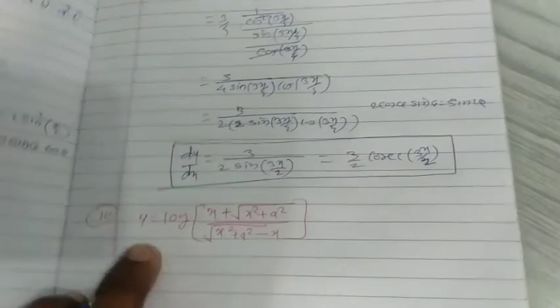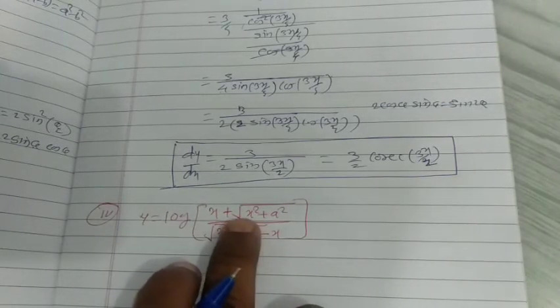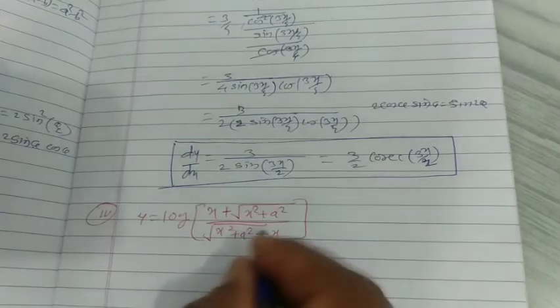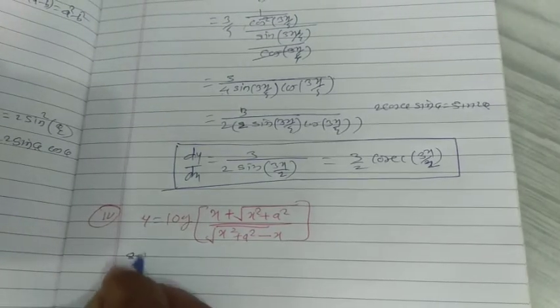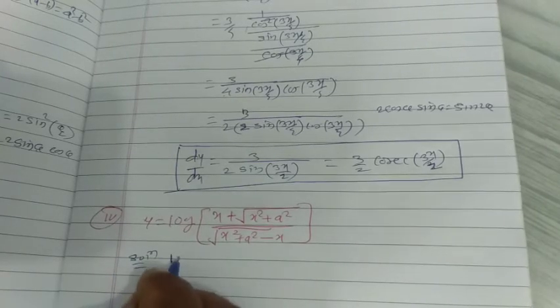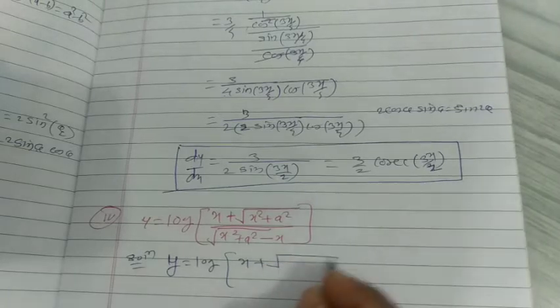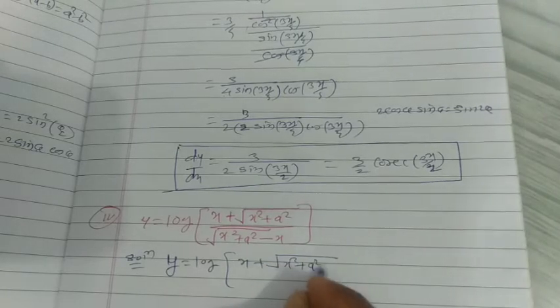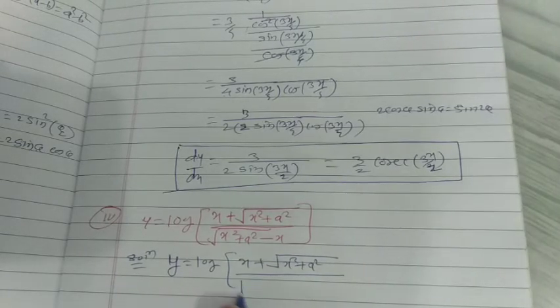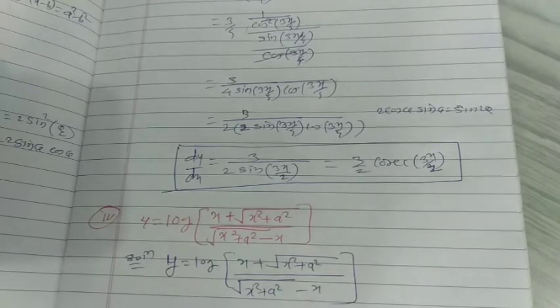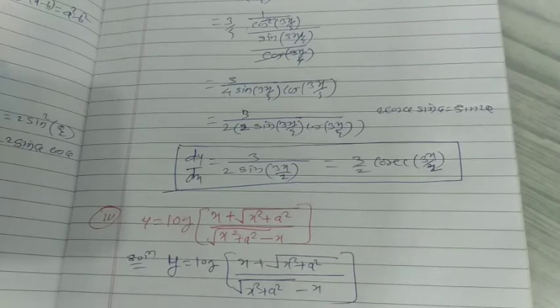Now this example, y is equal to log of x plus root x square plus a square, at the denominator root x square plus a square minus x. Now once again use the rationalization method. y is equal to log of under root x plus root x square plus a square divided by root x square plus a square minus x. Take a rationalization of the denominator.